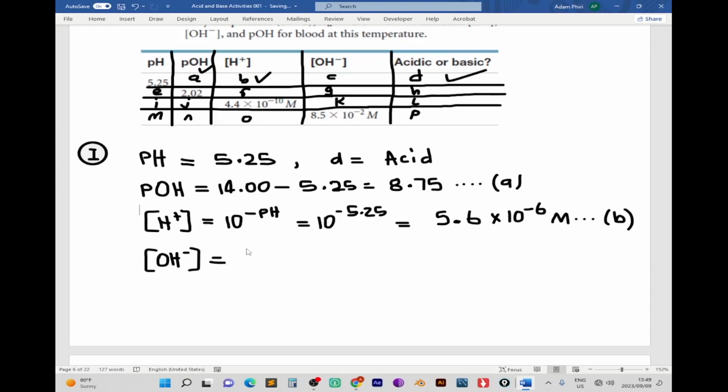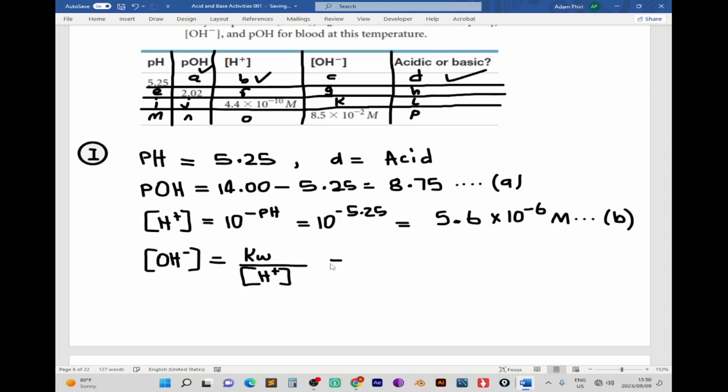So Kw divided by the acid will give us the concentration of the base. So Kw divided by concentration of acid. Concentration of acid there is 5.6 multiplied by 10 to the power negative 6. Yeah, concentration of acid there, not OH. Point of correction in that case. So that will be concentration of acid.